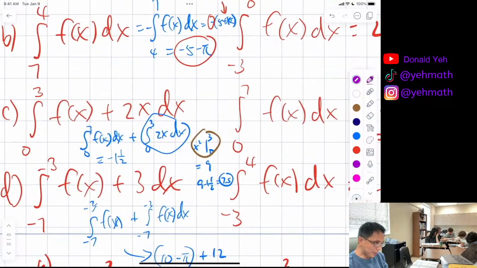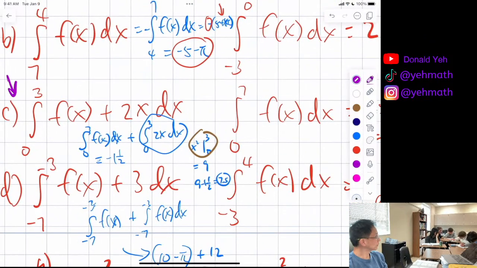Now, what I like about this question C is that you just break it up into integrals and you can actually do a definite integral here. The definite integral of 2x is just x squared, and then plus 9. 9 minus 1/2, you're done. Does that make sense? Break it up into 2 parts. Same thing for D, you break it up into 2 parts.